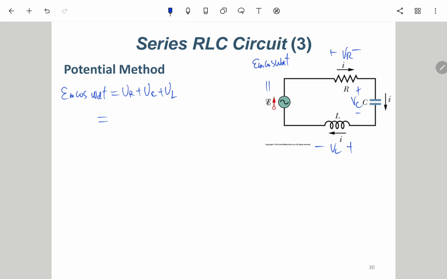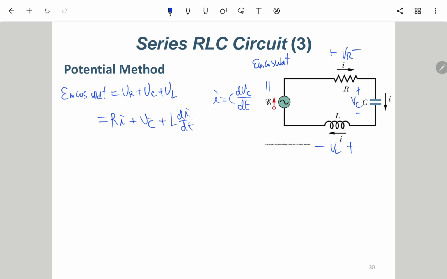VR is nothing but R times I, and then we have VC, and then VL is L dI/dt. And then we also have I equals C dVC/dt.